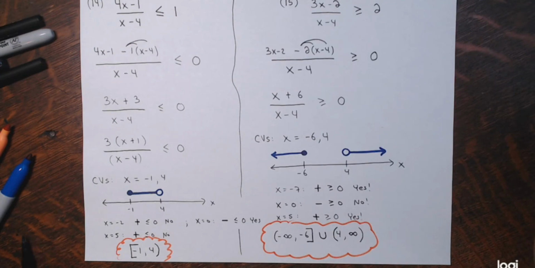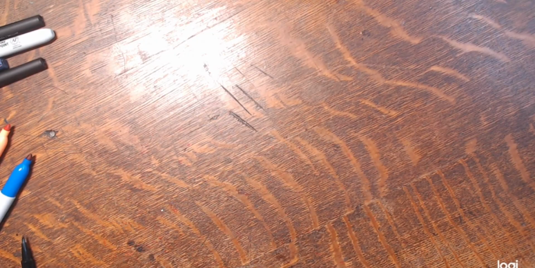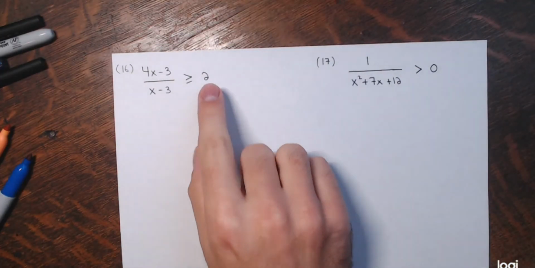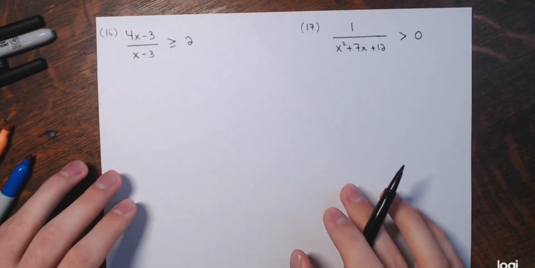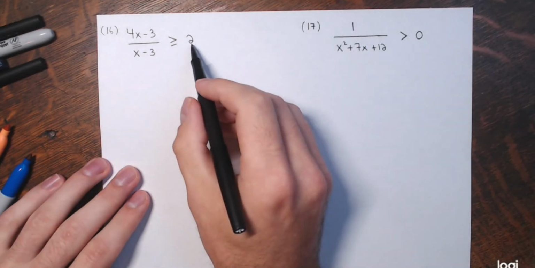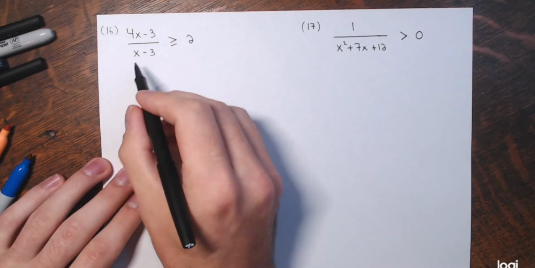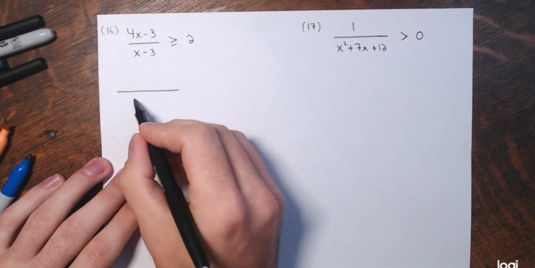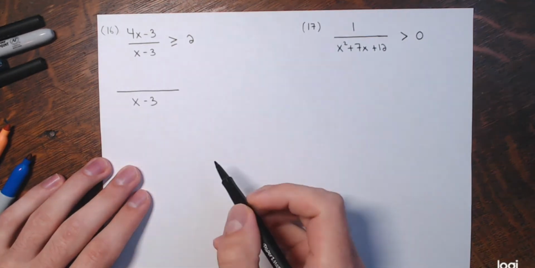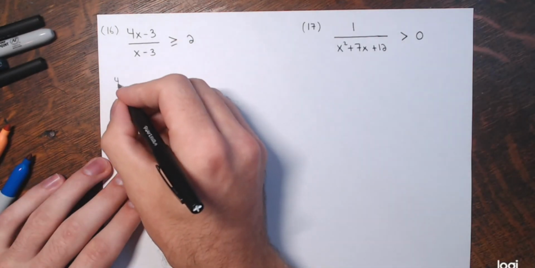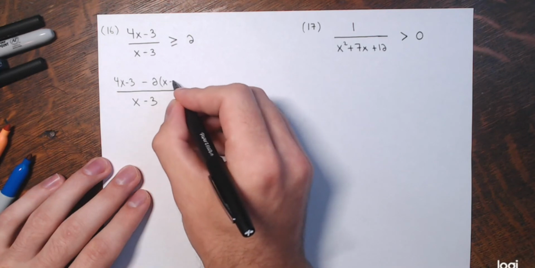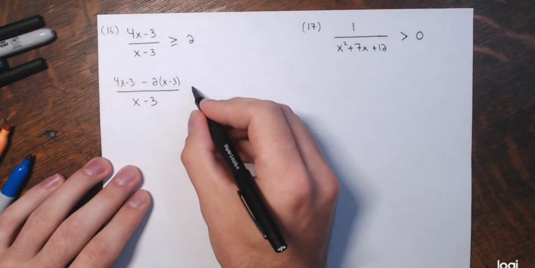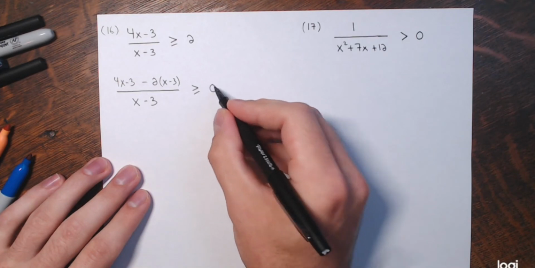Wonderful. All right. The next example is the last one that's like those, where we have something that's not 0 on the other side, and then we'll be halfway done. So again, I want to subtract 2. I want to get 0 on the other side here. Now, the common denominator would be x minus 3. So let's put everything over x minus 3 here. First numerator, 4x minus 3, minus the other numerator, which would be 2 times the quantity x minus 3. And then this is going to be greater than or equal to 0.